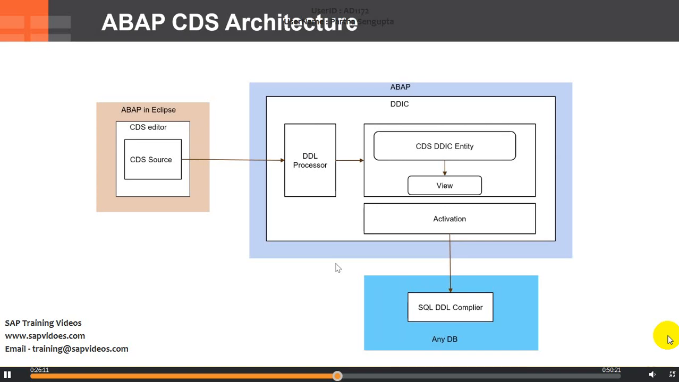ABAP CDS architecture. I created a CDS view in ABAP in Eclipse, in the ABAP perspective of HANA Studio, in the CDS editor, that is the data definition or DDL source in the data dictionary folder. I created a source and wrote the code. As soon as my DDL processor processes the CDS source to the CDS view entity, the DDIC source in ABAP, and I activate my CDS entity, it will be created as a CDS view entity in HANA, so it can be accessed in HANA as well. It can be accessed in ABAP as well. This is how ABAP CDS architecture works.